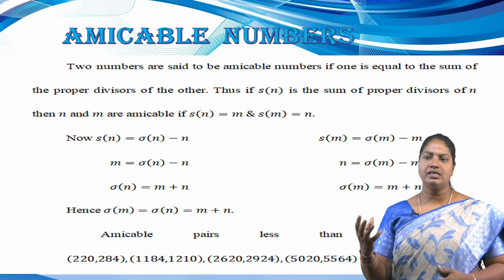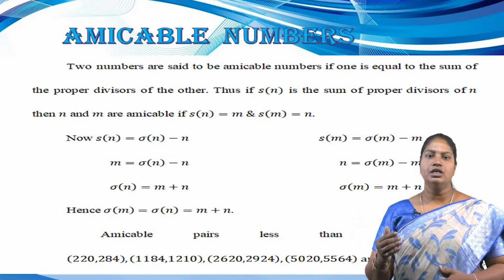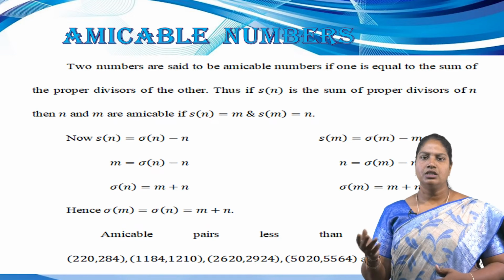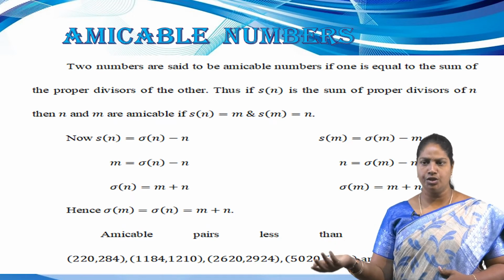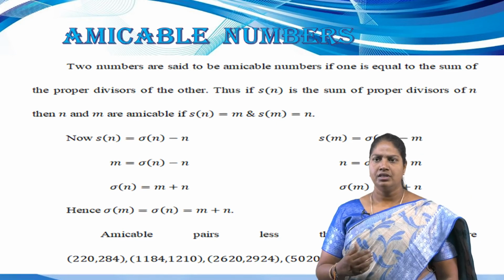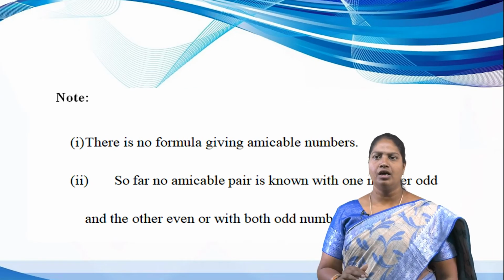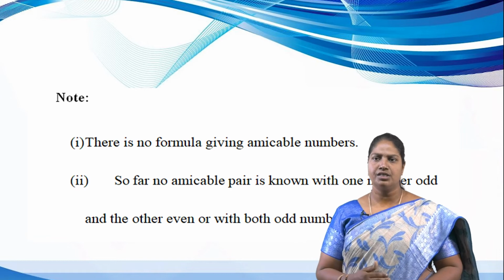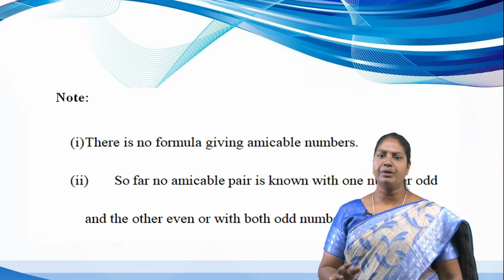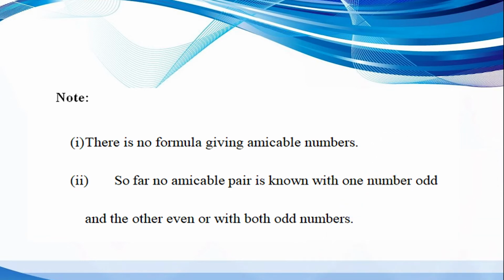The amicable pairs less than 10,000 are 220, 284, 1184, 1210 and so on. Next you will see some notes, that is there is no formula giving amicable numbers. So far no amicable pair is known with one number odd and the other even, or both odd numbers. Till now we found amicable numbers in which both numbers of the pair are even numbers.